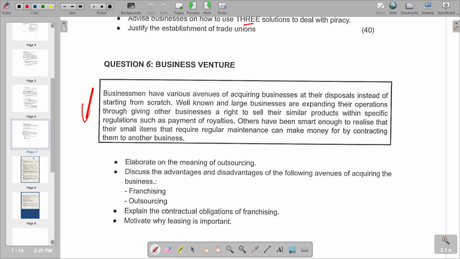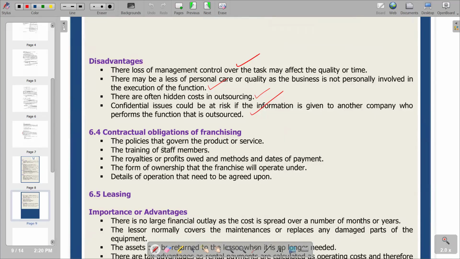So the question needs us to explain the contractual obligations of franchising. When you're franchising, what are the contractual obligations? So we are saying the policies that govern the product or service. There should be policies that govern the product or service. Then there should be the training of staff members, royalties or profits owed and methods and dates of payments. So we have to abide by what is agreed upon. So the form of ownership that the franchisee will operate under, and then the details of operation that need to be agreed upon. So that's what we have on 6.4.